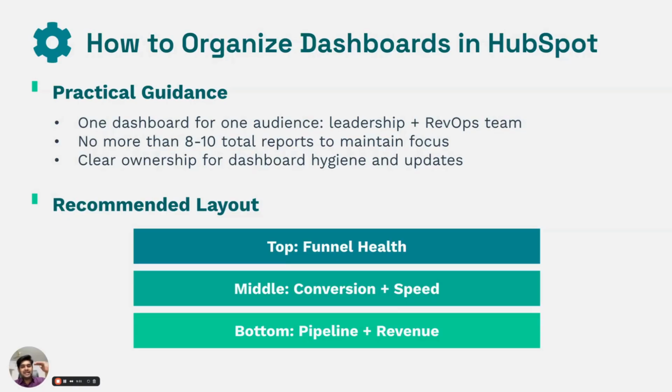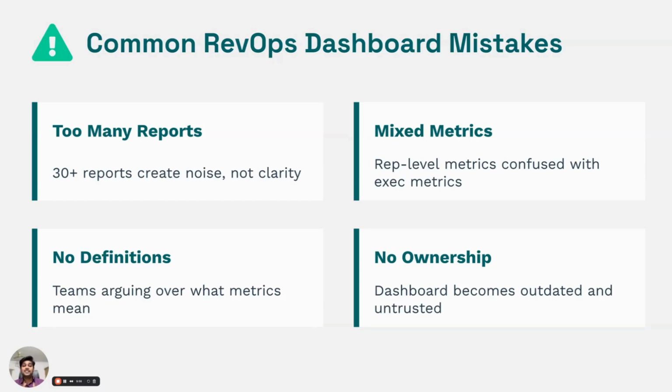Here's my recommended layout. At the top, funnel health reports. In the middle, conversion and speed metrics. And at the bottom, pipeline and revenue outcomes. Think of it like a sandwich. If you start with the top of the funnel, move through the middle, and end with the revenue results, that's how this dashboard will work. Simple, clean, and effective.